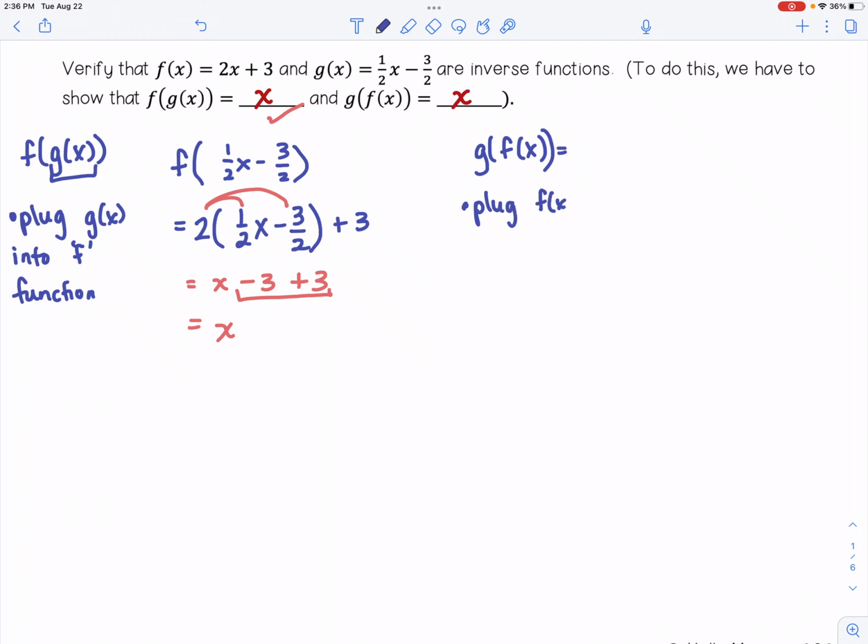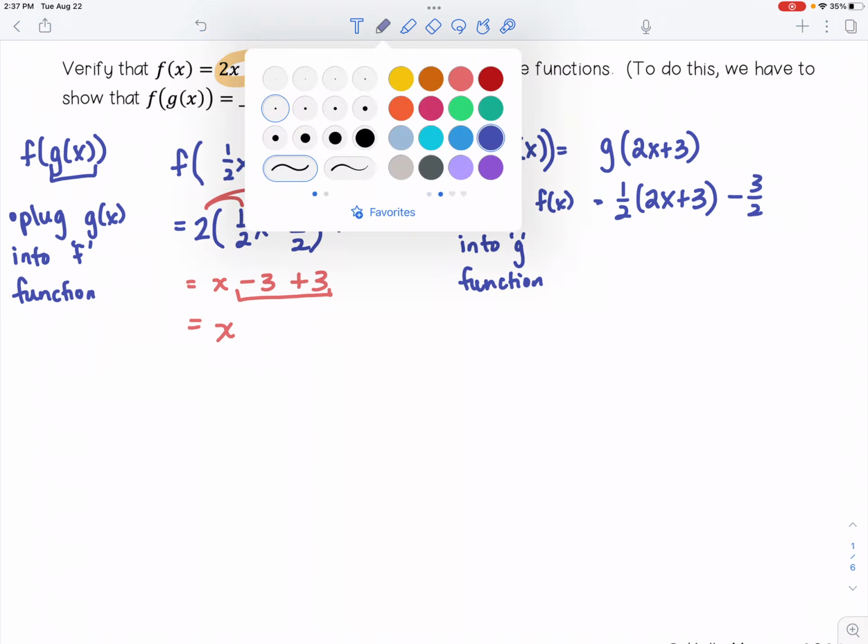So we're going to plug f of x into the g function. So this is g of f of x, where f of x is 2x plus 3. So what we're going to do now is, in my g function, right here where the x is, we're going to replace that with 2x plus 3 using parentheses. And then we have minus 3/2.